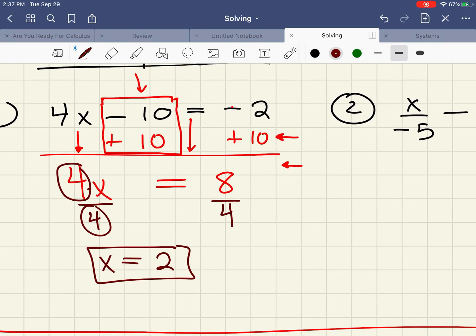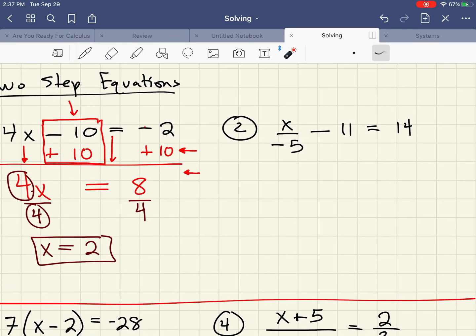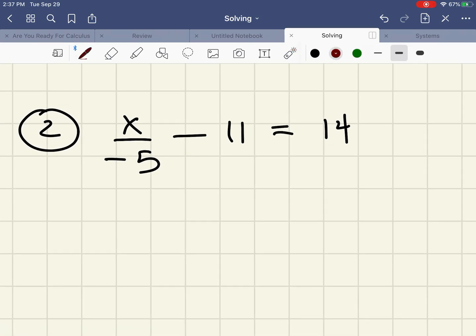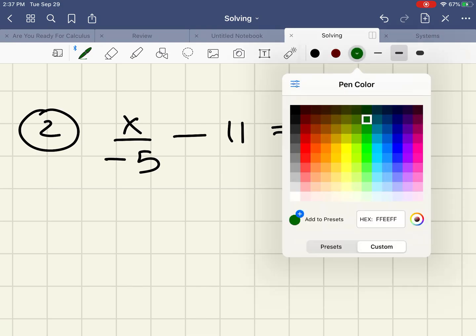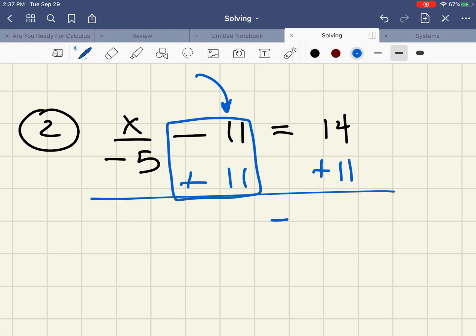Now you could divide everything by 4, but since 10 is not divisible by 4 and 2 is, they have a common factor but not divisible by 4, it's not the best way to do it. On problem number 2, again, we have a constant to take care of. We're going to take care of this -11. I'm going to add 11 to both sides. The 11s will cancel. My equal sign drops down. I get 25 when I add 11 to 14. I drop down the x divided by -5.